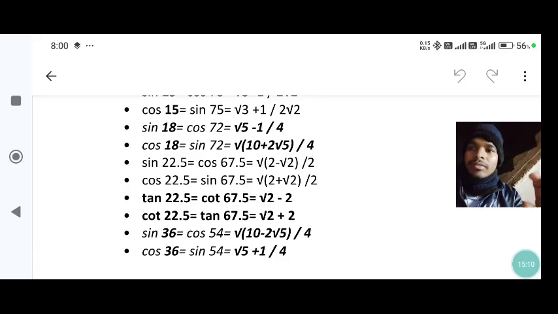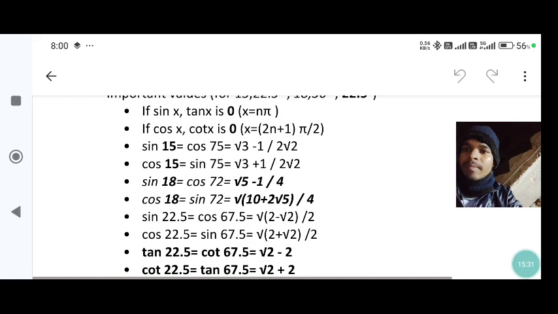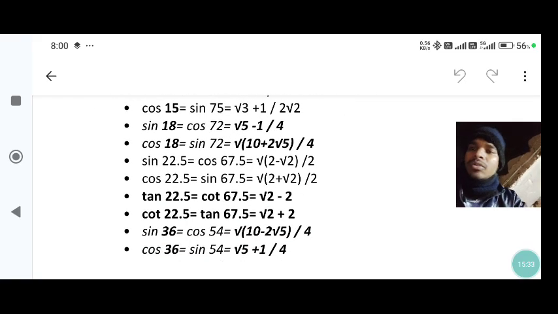For less and less, the value will be root 5 minus 1 by 4, and for more and more the value will be root 5 plus 1 by 4, and for more-less or less-more the value will be root under 10 plus 2 root 5 divided by 4. So 4 is in the denominator, and in the numerator root 5 minus 1 or root 10 plus 2 root 5, it is doubled, and root 5 is added.